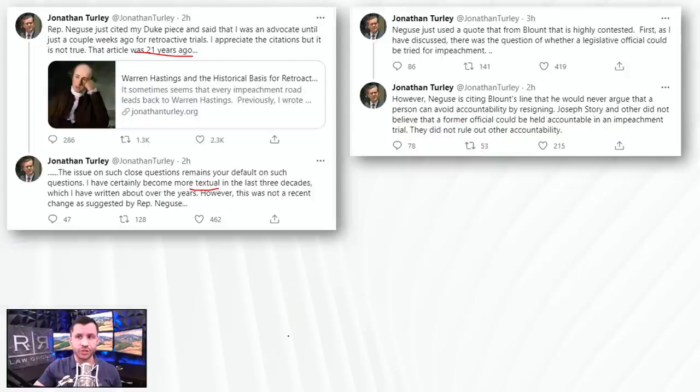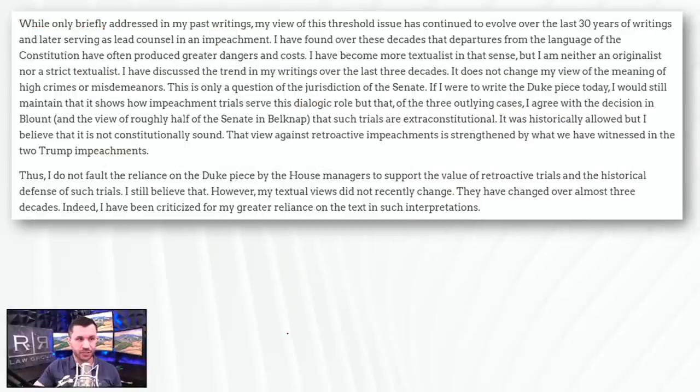If we go back to the original article, the one where he was responding to what happened today, he said, "While only briefly addressed in my past writings, my view of this threshold issue has continued to evolve over the last 30 years. I found over these decades that departures from the language of the Constitution have produced greater dangers and costs. I've become more textualist in that sense, but I'm neither an originalist nor a strict textualist. I have discussed the trend in my writings over the last 3 years. If I were to write this piece today, I would still maintain that it shows how impeachment trials serve this dialogic role, but of the three outlying cases, I agree with the decision in Blount and roughly half the Senate in Belknap, that such trials are extra constitutional."